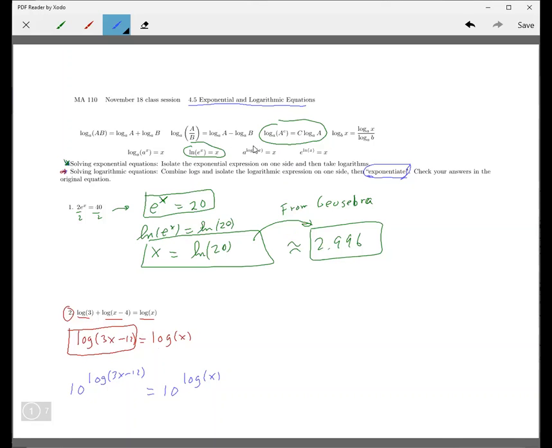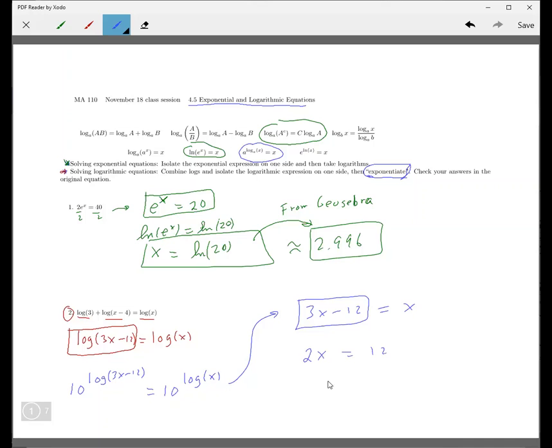Then we're going to use this property here, the inverse property of logarithms. So 10 to the log base 10 of 3x minus 12 is just 3x minus 12, and 10 to the log base 10 of x is just x. So that equation just becomes that. This is another answer to one of the questions. And then the last thing you want to do is subtract this x over here. So that's 2x.